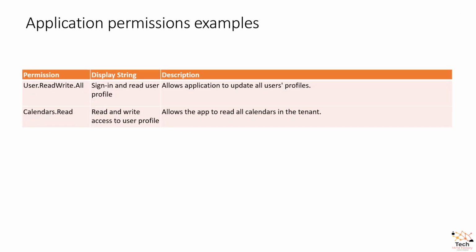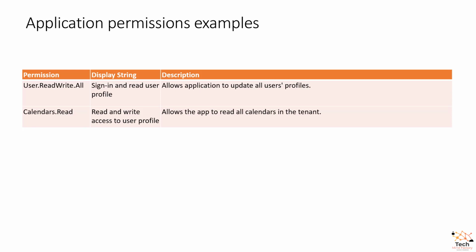Okay, great. So right now let's look at some application permissions examples. It can be, for instance, user.readwrite.all. This permission allows the application to update all user profiles in the Azure AD tenant, obviously without the user context. So the application obtains an access token and then can call Microsoft Graph to update any profile of a user registered in the Azure AD. But it can also be calendars.read.